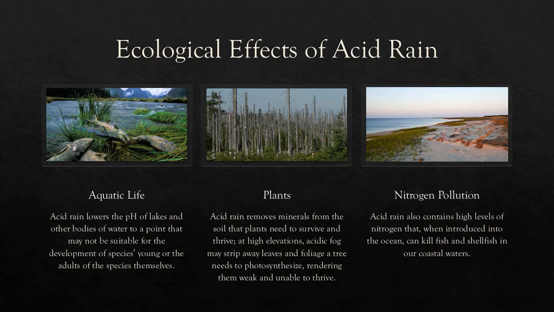And nitrogen pollution. Acid rain also contains high levels of nitrogen that, when introduced into the ocean, can kill fish and shellfish in our coastal waters. As mentioned earlier, acid rain can also produce nitric acid, which in this case would produce nitrogen pollution.